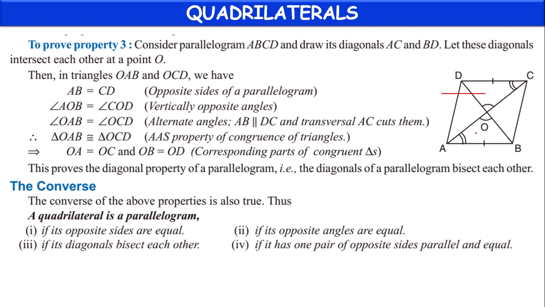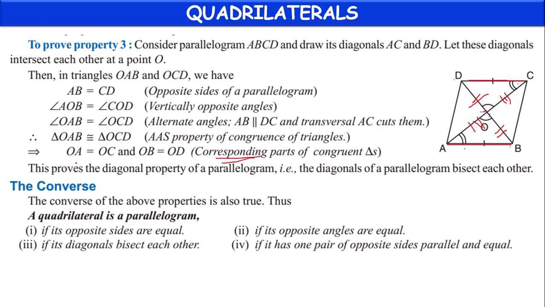This triangle, they are congruent to each other. In the congruent triangles, other corresponding parts also will become equal. What are the other corresponding parts? Only this side we have compared. So this side also will become equal. This side also will become equal. So OD equal to OB, OC equal to OA.